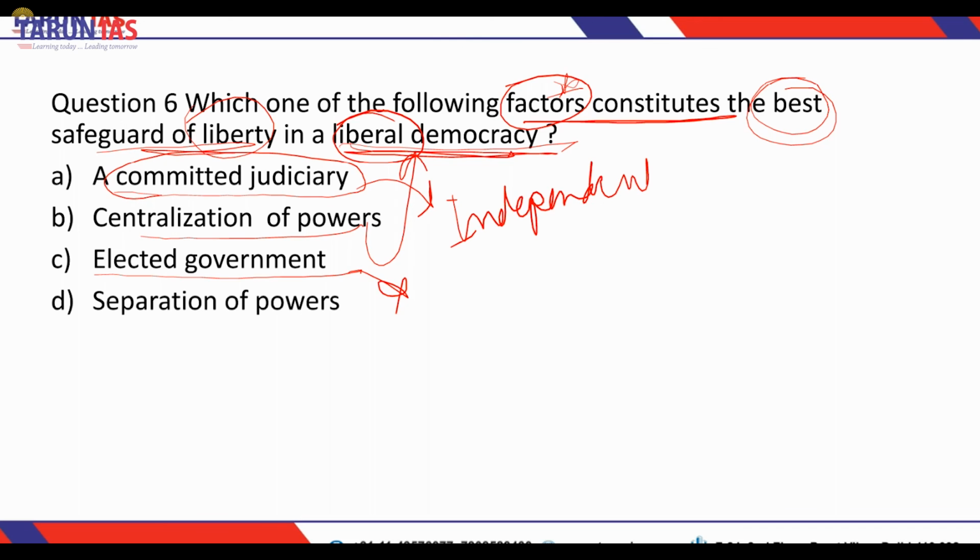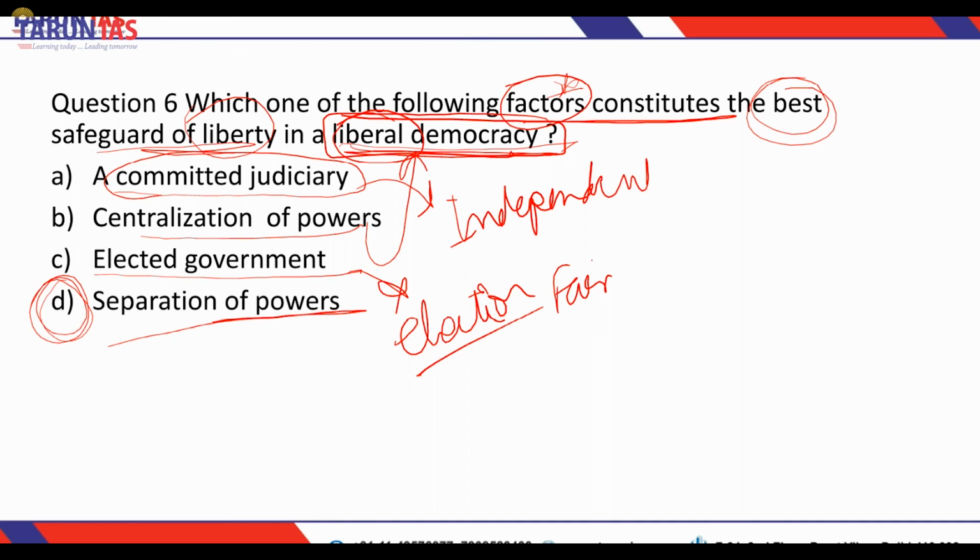All right. Sometimes we know the election must be fair and free in order to have an elected government which safeguards the liberty. But in accordance with the theory of liberal democracy, it must be the separation of power which ensures the liberty not only of the citizens but also of each tier of the government, whether it is the union government, state government, or the local governments.